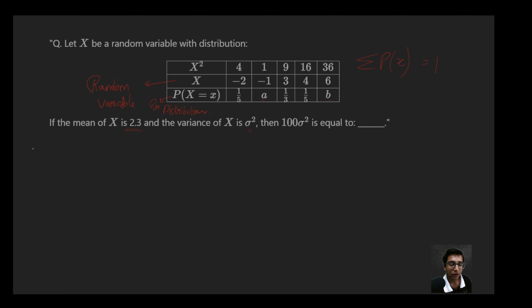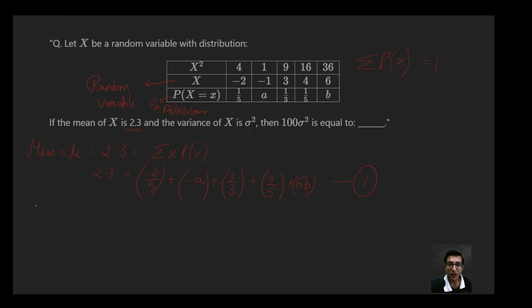So our formula for mean, or mu, is equal to 2.3. This is equal to summation x P(x). So 2.3 is equal to, what is our x P(x) summation? This is going to be minus 2 by 5 plus minus a plus 3 by 3 plus 4 by 5 plus 6b. So this is exactly what we are trying to find out. So this is my first equation, let's say.